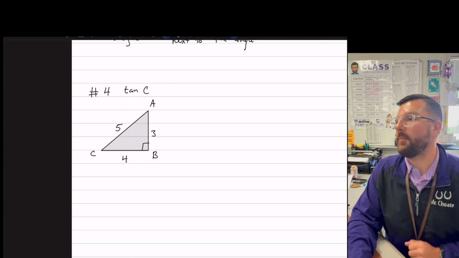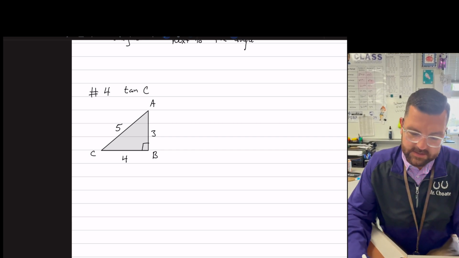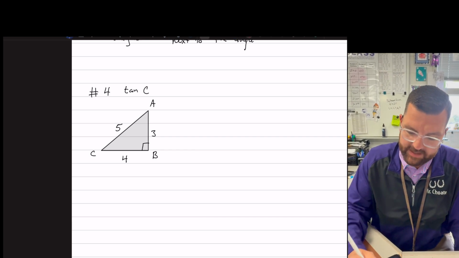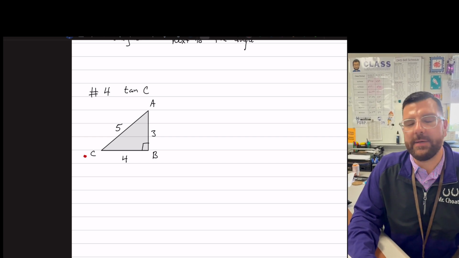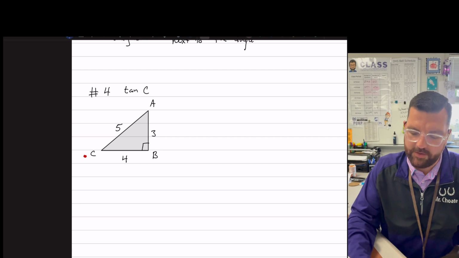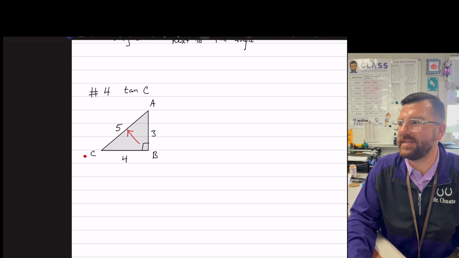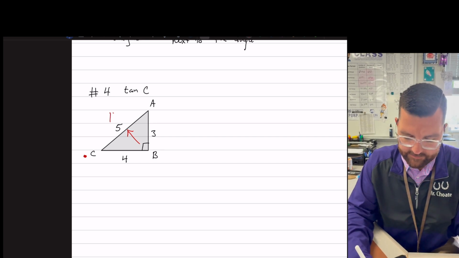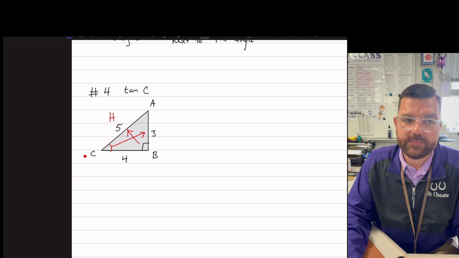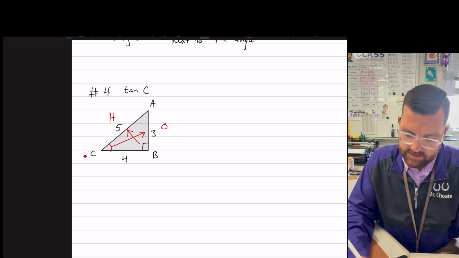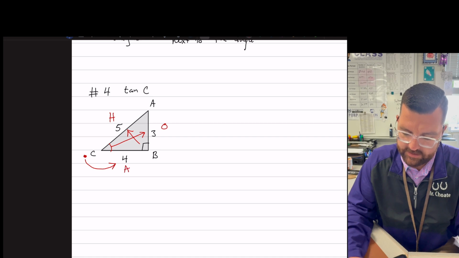Tangent of C. The problem tells us what trig function and what angle to use. Tan of C. So the first thing I'm going to do is find angle C and put a little dot next to it. The next thing I'm going to do is label the sides. According to our notes, opposite the right angle is the hypotenuse. Across the triangle is the opposite, and the side that is right next to it is the adjacent.